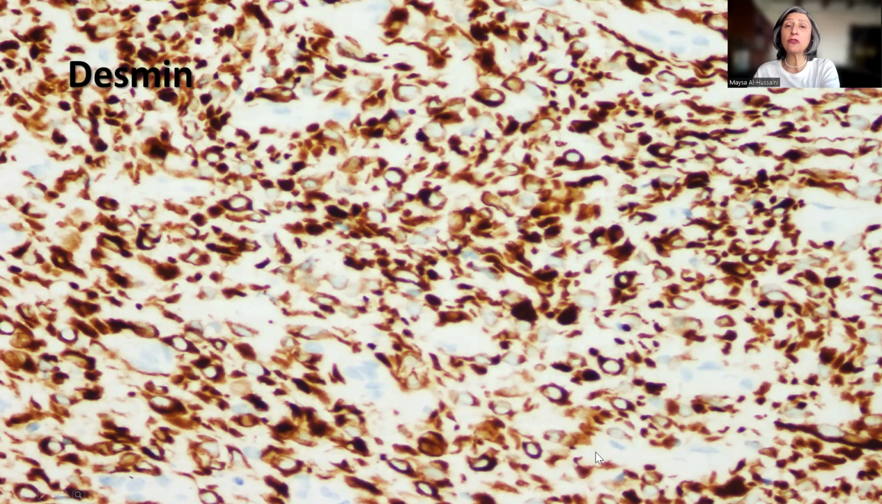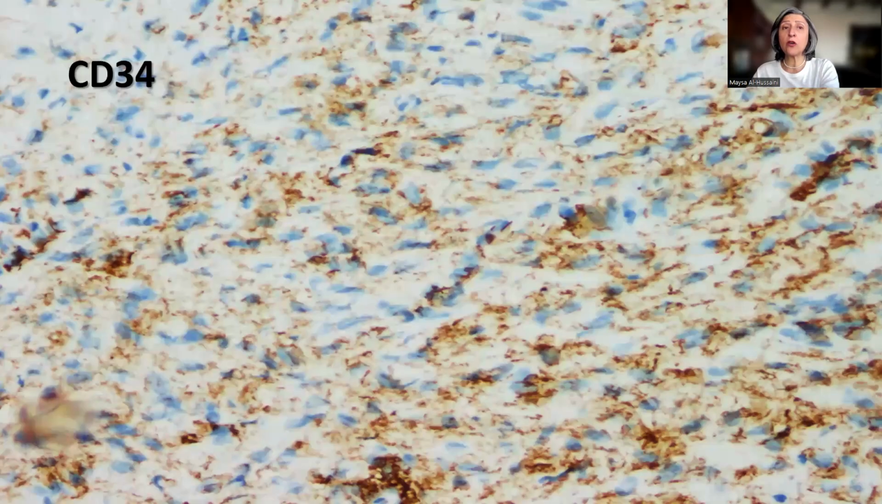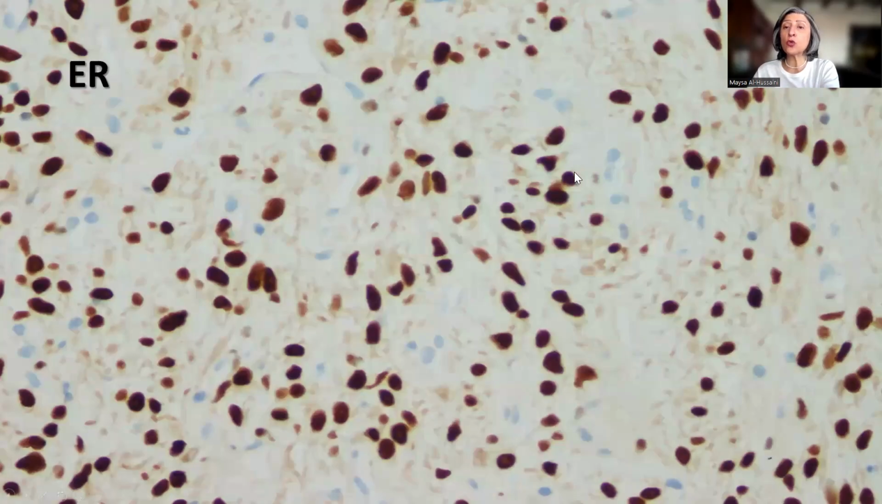However, we have to confirm whether this is a rhabdomyosarcoma or not, because this is the single most important differential diagnosis in this condition, and myogenin and MyoD1 were both negative, ruling out the diagnosis of rhabdomyosarcoma. Now, CD34 tends to show positivity in the tumor cells. In this example, it was kind of patchy, it wasn't diffuse, and ER is usually positive.